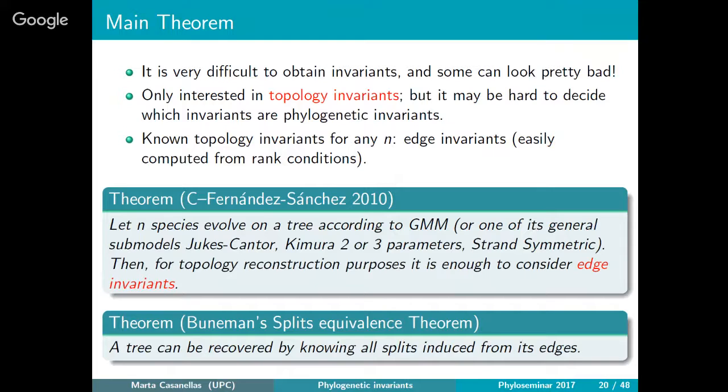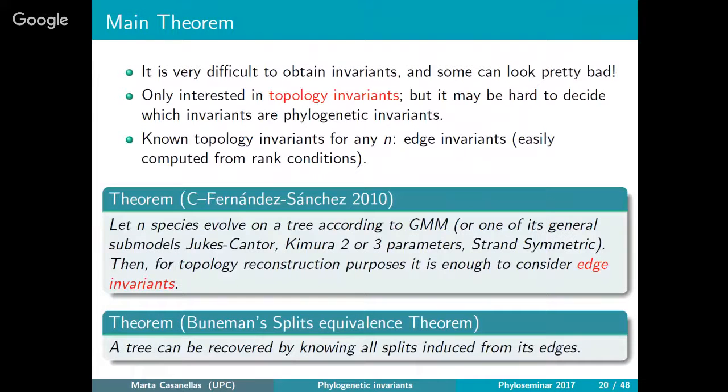So Marta? Yeah. So if I understand correctly, you're not saying that every topology invariant is an edge invariant. You're just saying that there are enough edge invariants to give you the correct topology. Exactly. I'm not saying that every topology invariant is an edge invariant. I'm just saying that it is enough to consider edge invariants in order to recover the tree topology. Great, thanks. Okay, and this is the analogue in algebraic geometry of the combinatorial result of Buneman's.